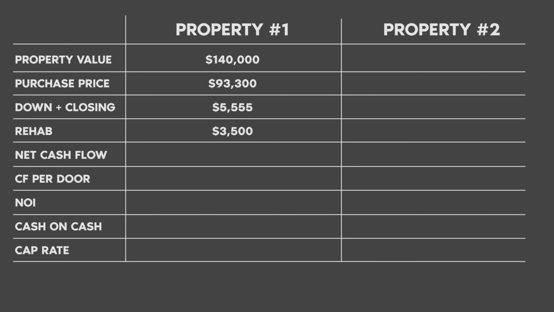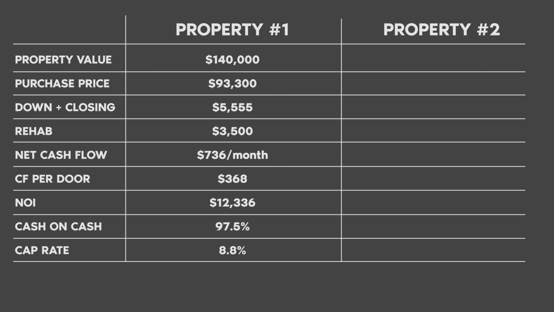Right now, our net cash flow for both doors is $736 a month. That means that our net cash flow per door is $368. Net operating income is $12,336. Now, when you punch in all these numbers, the cash on cash return comes out to 97.5%, which I realize is really high. But like I said, the numbers on this property just worked out so well that we could not pass it up. And when you run the numbers on the cap rate, that comes out to 8.8%.